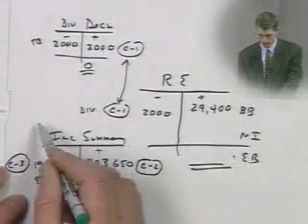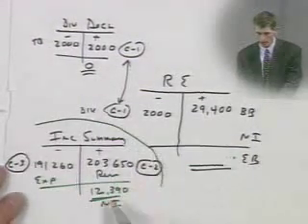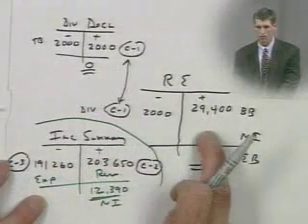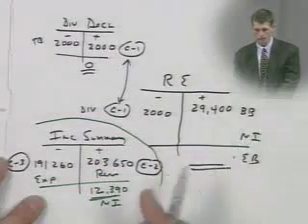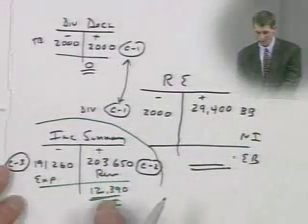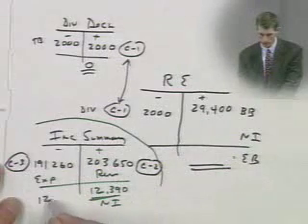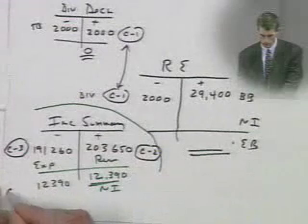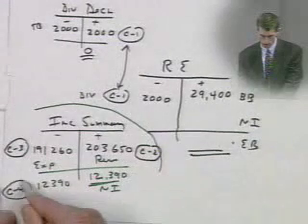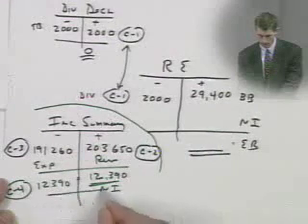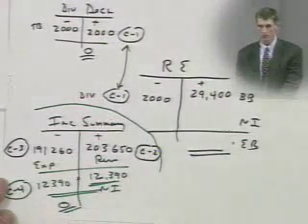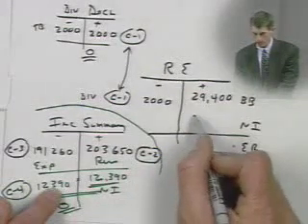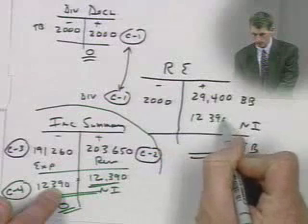However, since this is a temporary account, we then need to zero out our income summary account and put our net income into our retained earnings. So in order to zero out income summary, we're going to debit income summary for $12,390. That's entry C-4. And notice that brings this balance down to 0. And so the debit goes to income summary, the credit goes to retained earnings for $12,390.